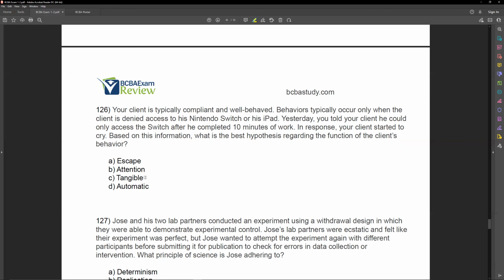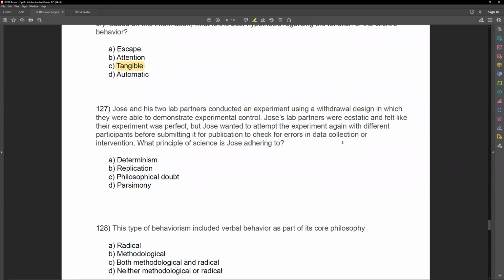Well, it's probably tangible. It's not automatic because this is socially mediated, right? You're involved. You told your client something, so it's socially mediated. He's not trying to escape anything necessarily. He wants access. And then he's getting your attention. You're talking to him. You're giving him attention. He's still crying. Our best hypothesis here is tangible. Pretty straightforward question.